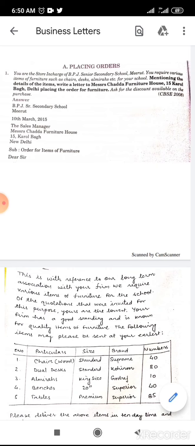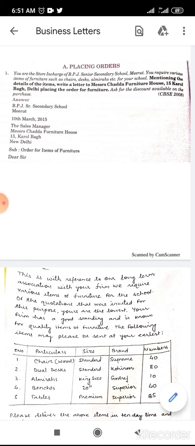So it reads BPJ Senior Secondary School, Merit, as simple. You have just written the address. Second, you have to remember that before writing the date, you have to leave a line. You have to make sure, because it looks quite different when it is presented in your examination. You have written the date, 10th March 2015. It is probably the date on which it must have been written, but you have to remember that you have to mention the date on which you are appearing in a particular examination. So 10th March 2015, again remember, leave a line.